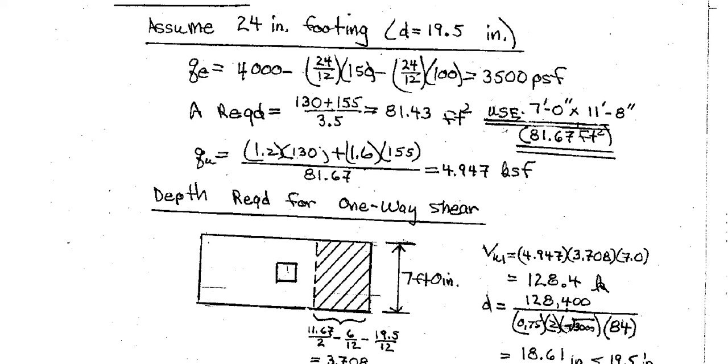Then I'm getting 81.43 foot square. So we need this amount of area. We know that one side cannot exceed 7 feet, the problem said. Then the other side, if we use 11 feet 8 inch, the area is becoming 81.67 foot square. Now I need 81.43. I am providing 81.67. So I am providing slightly more, which is good. I cannot provide less. I can provide more.